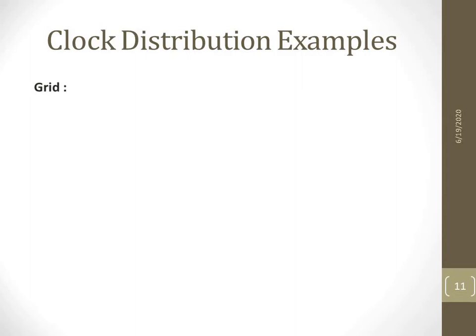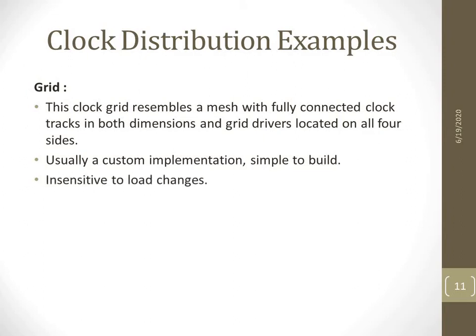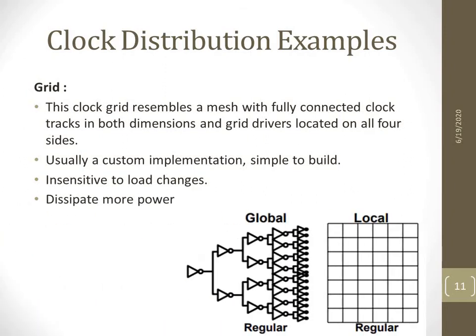These are some of the clock distribution examples I'll show you. First we'll look at the grid. This clock grid resembles a mesh with fully connected clock tracks in both dimensions and grid drivers located on all four sides. Usually a custom implementation. It is simple to build, insensitive to load changes and dissipates more power.